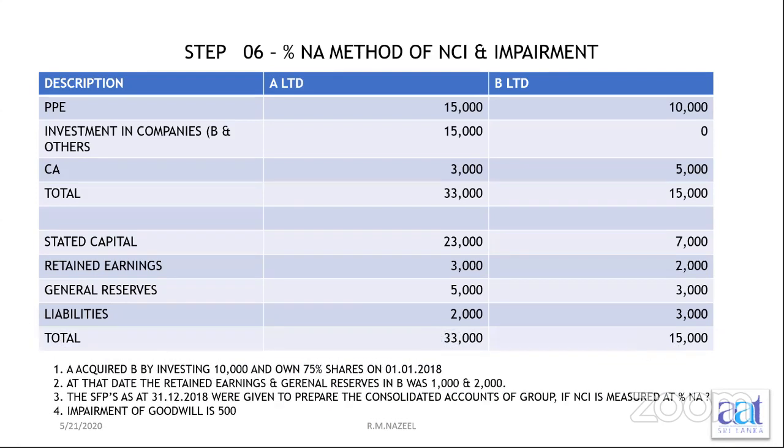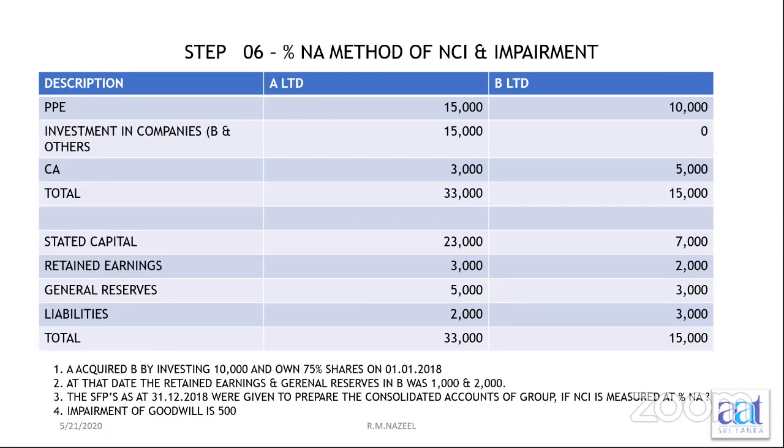Okay, so the figures wise all are the same, right? Figures wise everything is same, and I have stressed, right, if NCI is measured at the percentage of net asset method, and I have given another adjustment. Impairment of goodwill is 500. So what happens if this impairment comes? You need to charge this against parent's profits. Debit to consolidated retained earnings, and credit to the goodwill, right?